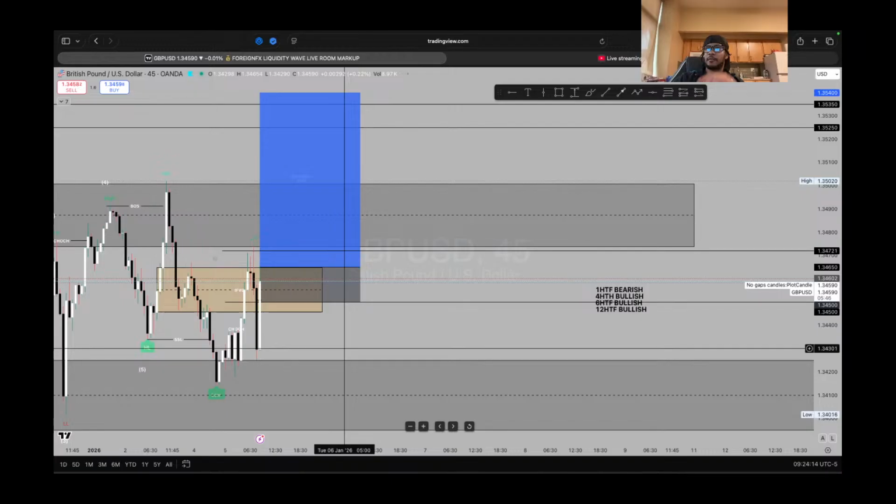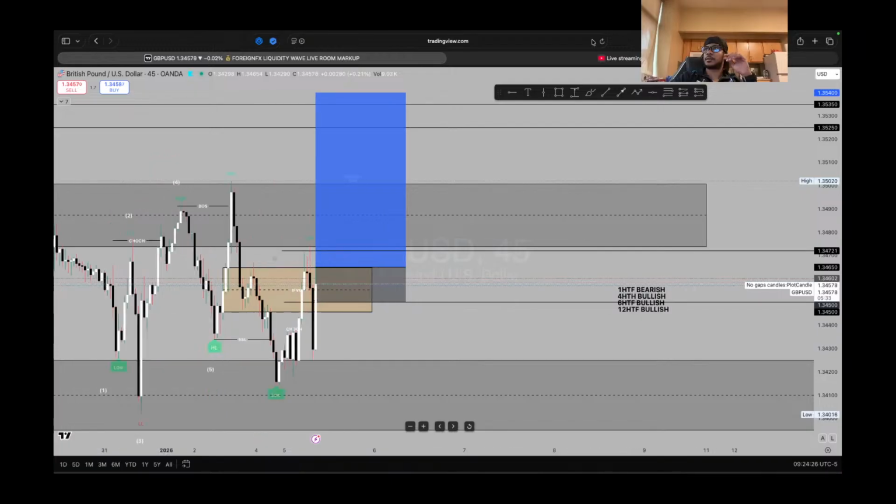Why did this alert? I tell you, my TradingView be playing, man. Let's see. Okay, so we're currently in the fair value gap. Remember I said it was a bullish fair value gap in the first place, so now we're respecting it.